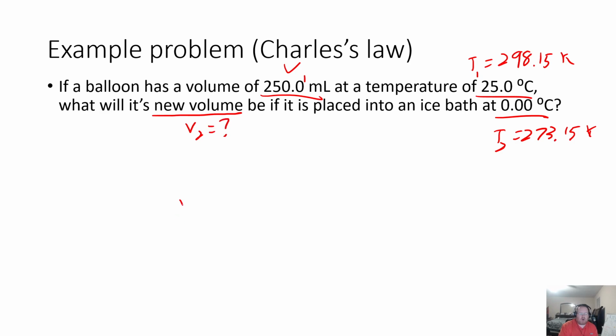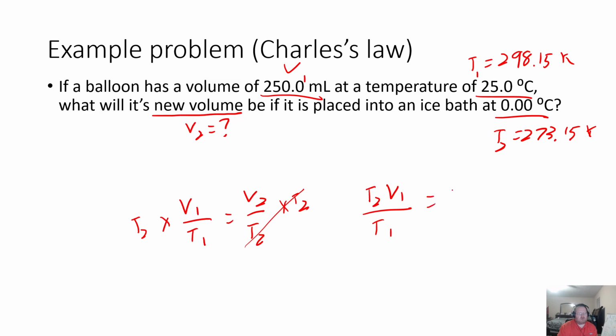So our relationship is V1/T1 equals V2/T2. Now I need to get V2 by itself, so I'm going to multiply both sides by T2. When I do that, these cancel on the right, and I get that T2 times V1 over T1 equals V2. So I plug my values in. My T2 is 273.15 Kelvin. My V1 is 250 milliliters.